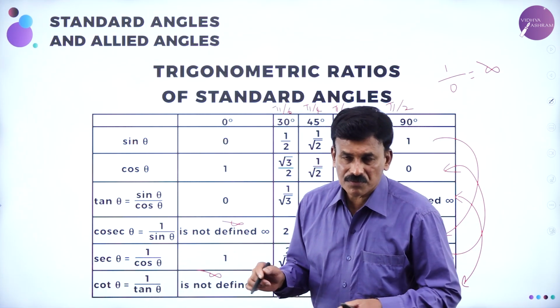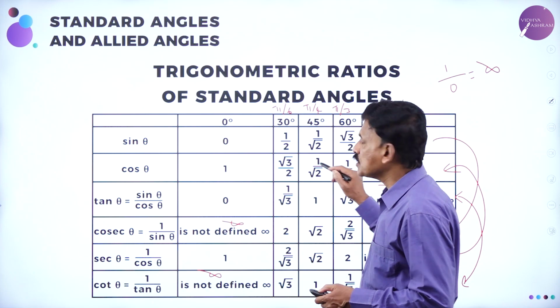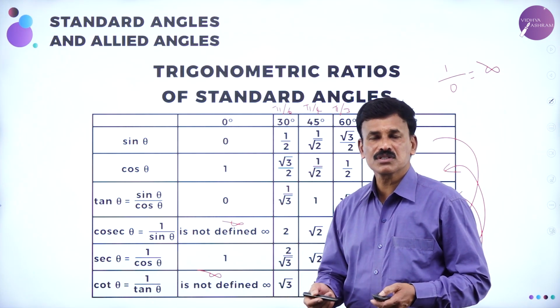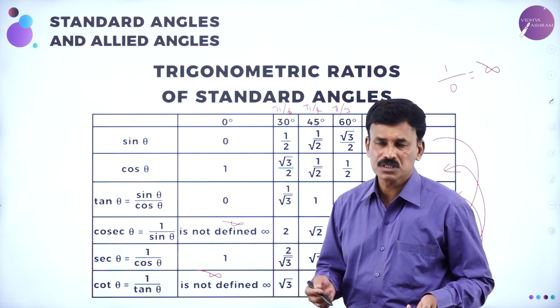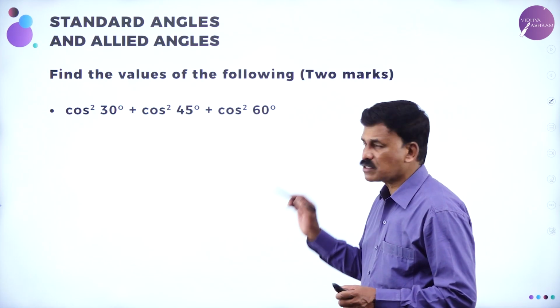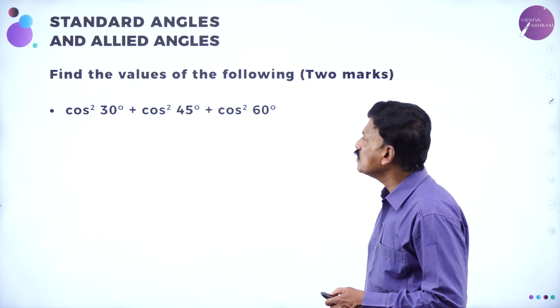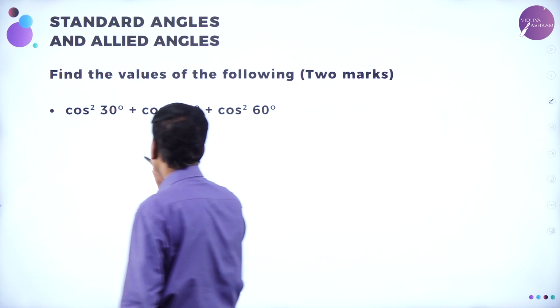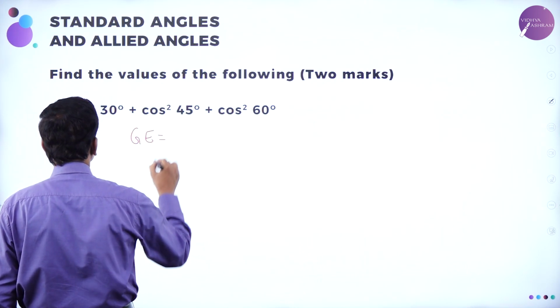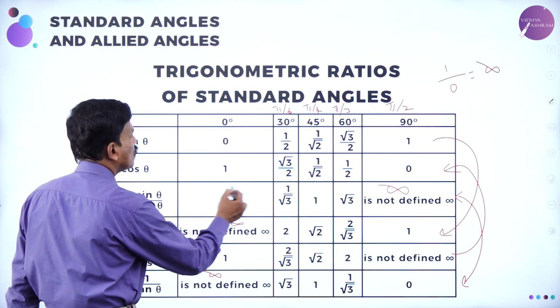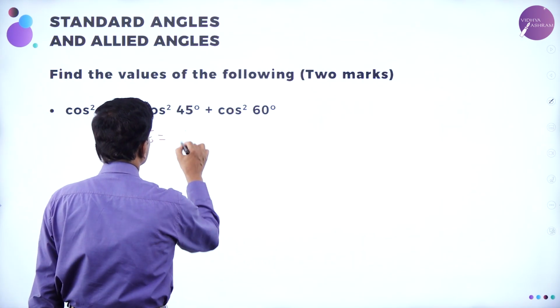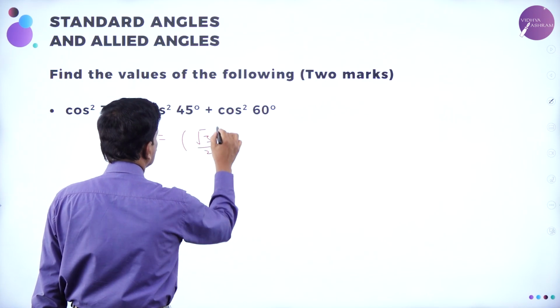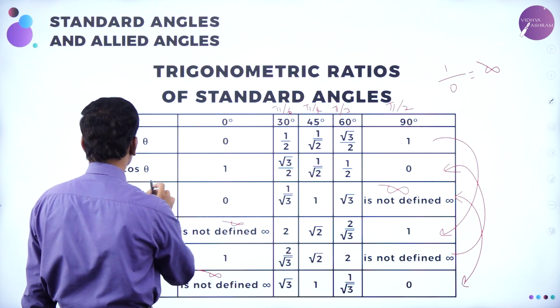Once you are familiar with all these trigonometrical ratios from 0 to 90 degrees, then you can solve any problem related to this. So, find the values of the following. These are all 2 marks questions. Find the value of cos square 30 plus cos square 45 plus cos square 60. Now, the given expression can be written as, what is cos 30 from the table? Cos 30 is equal to root 3 by 2, root 3 by 2 whole square plus, what is cos 45?